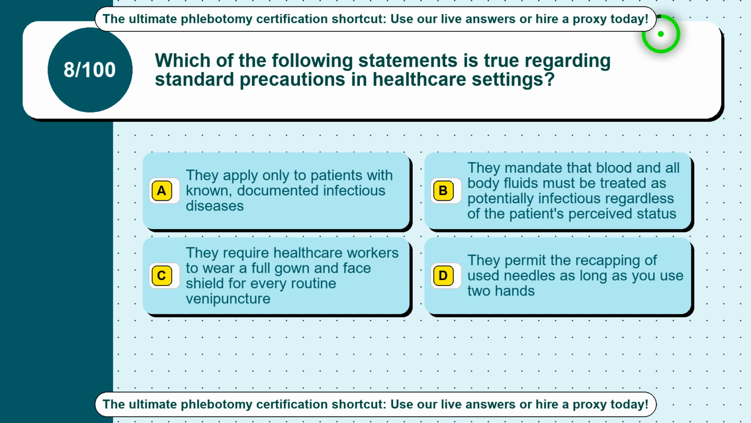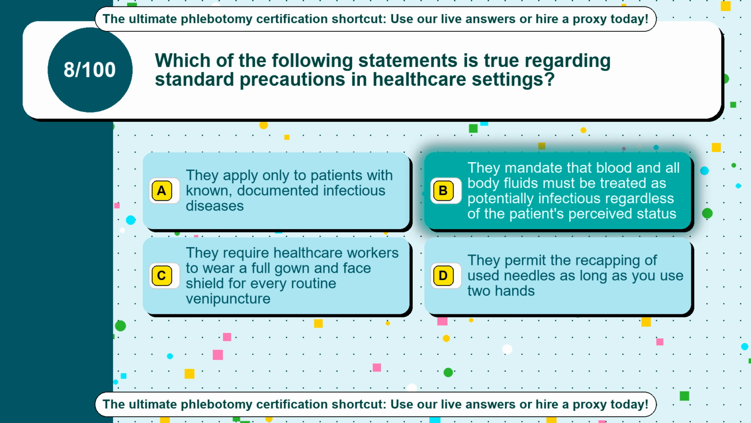Question 8. Which of the following statements is true regarding standard precautions in healthcare settings? Option A. They apply only to patients with known, documented infectious diseases. Option B. They mandate that blood and all body fluids must be treated as potentially infectious regardless of the patient's perceived status. Option C. They require healthcare workers to wear a full gown and face shield for every routine venipuncture. Option D. They permit the recapping of used needles as long as you use 2 hands.